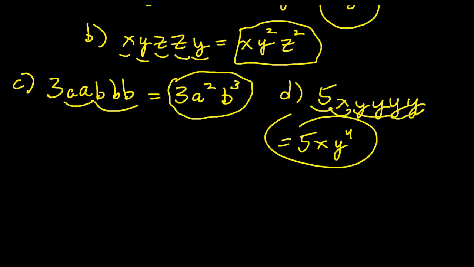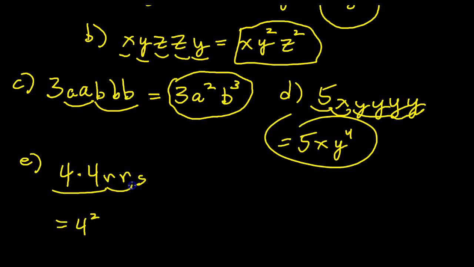Two more in this example on page 69. Part E deals with 4 times 4 times r times r times s. Well, I know that 4 times 4 is 4 squared. R times r is r squared. And one factor of s remains. I would probably simplify this finally and say 4 squared is 4 times 4. That's 16 r squared s.